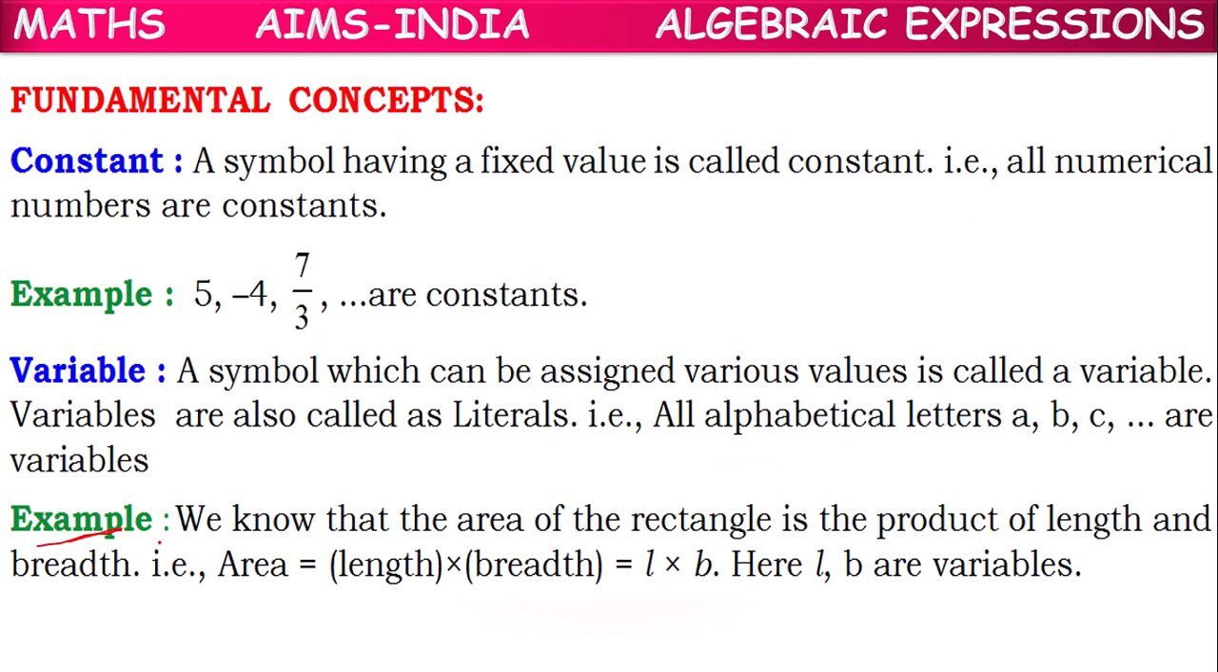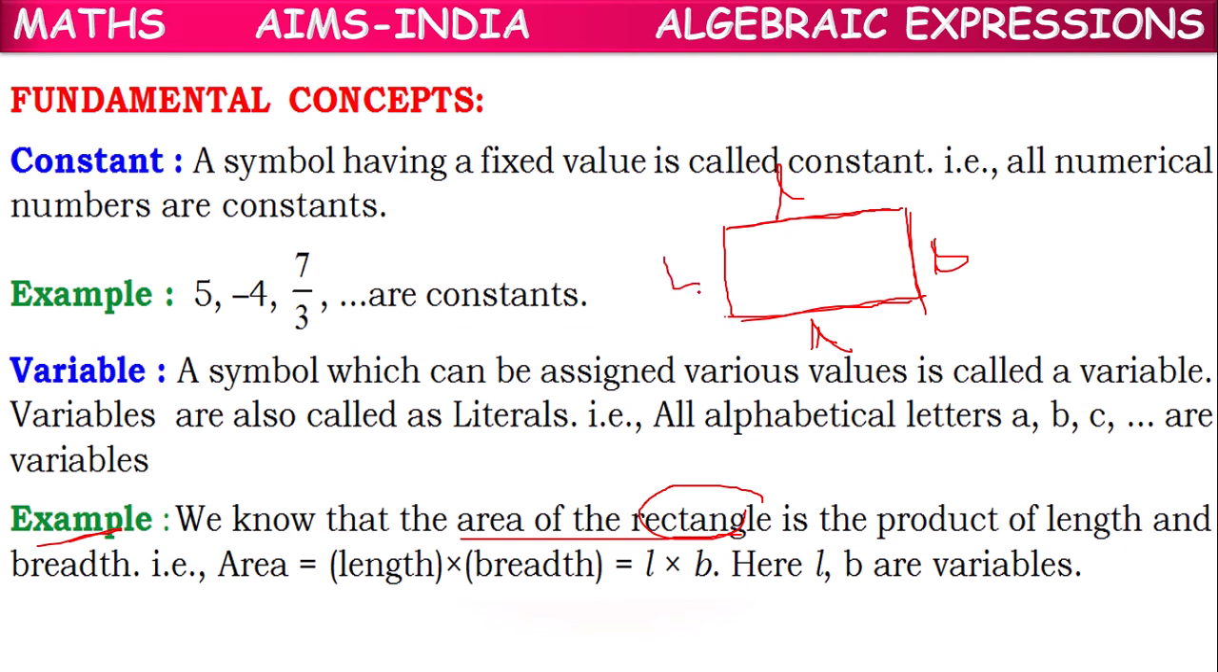So for example, we know the area of a rectangle. What is a rectangle? A rectangle has 2 dimensions. Opposite sides are equal and parallel. One dimension will be length, then its opposite side also will be length. Another dimension will be breadth, then its opposite side also will be breadth, and all angles are right angles. This is an example of a rectangle.